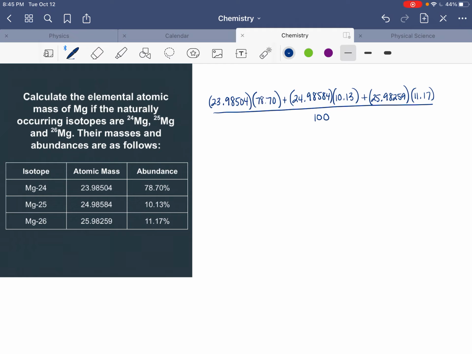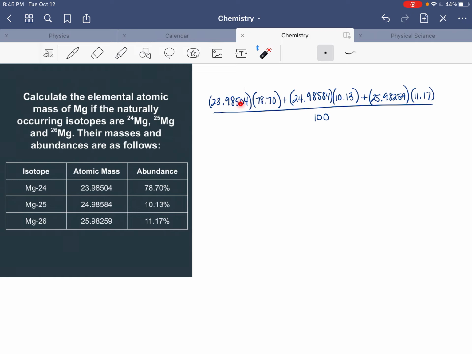Now, the important thing to note is that we need to make sure that we're paying attention to order of operations. So when you put it in your calculator, you need to be careful about what you're doing, because if you just put in 23.98504 times the percent, and then you hit plus, and then you hit this number, it's going to add that number to this one and then multiply it times this. Okay, so that is not the correct order of operations.